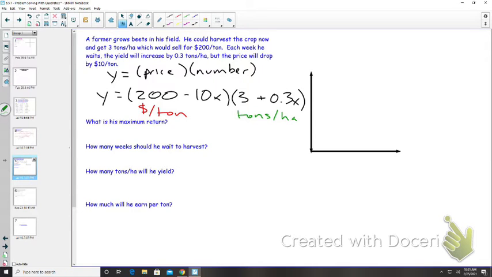So, anyways, what is X? How many tons you have. No. X would be the increase for 0.3 tons. No, X is going to be the number of weeks that he waits.